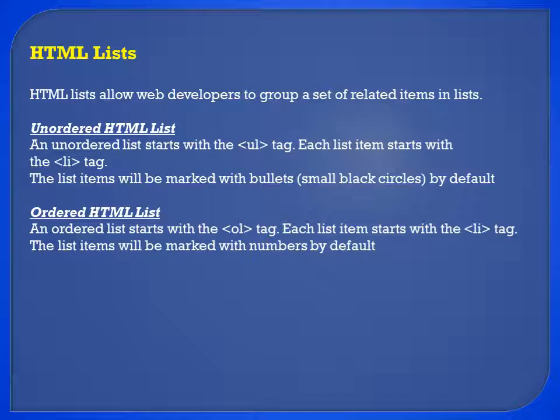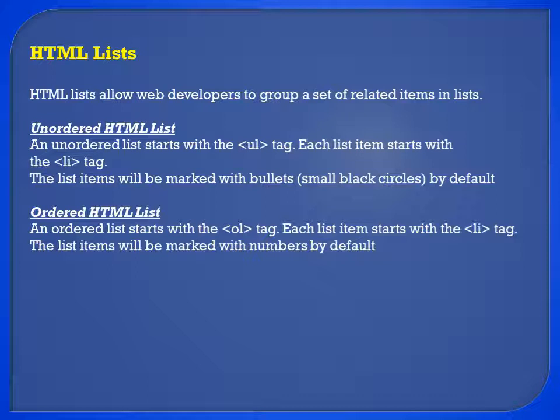Now we discuss something about the ordered HTML list. An ordered list starts with the OL tag. Each list item starts with the li tag. The list items will be marked with numbers by default. So this is about the ordered list.